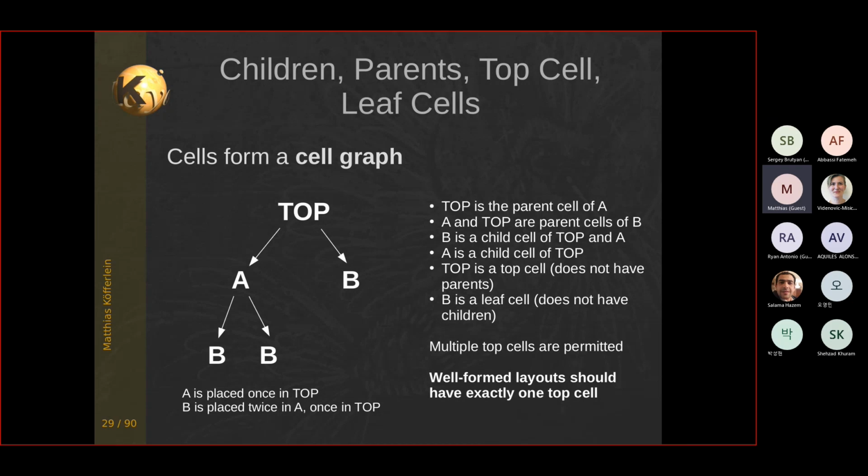Like for libraries, for example, gate cells, different gates you can put into GDS and give each gate a different top cell. So the top cell is the parent of A and B. A is also the parent of B, as you see here. A is a child cell of top. B is a leaf cell, which means it doesn't have children itself. That's the terminology here.